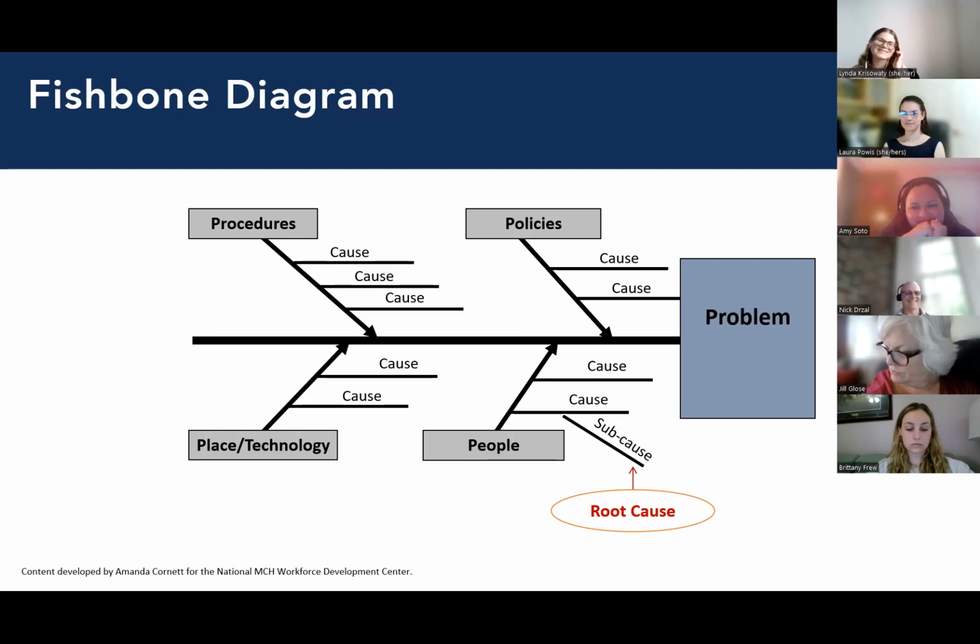Oops. Sorry about that. From there, we use the information or feedback that we've collected during the quality improvement process to determine what are the four main overarching categories or themes of causes that we think are contributing to the problem that we've identified. Depending on the fishbone model you're using, like I said, the language may differ a little bit.